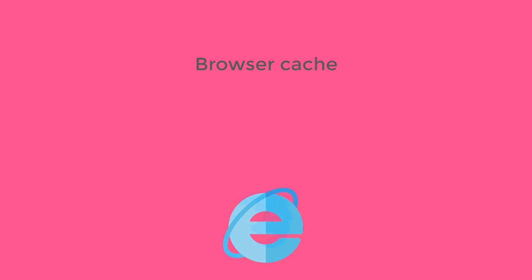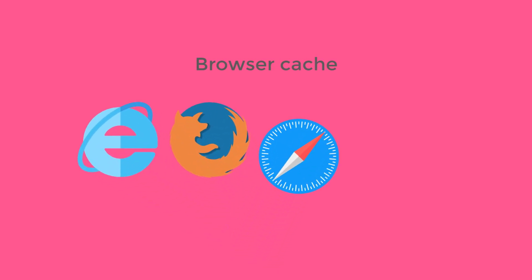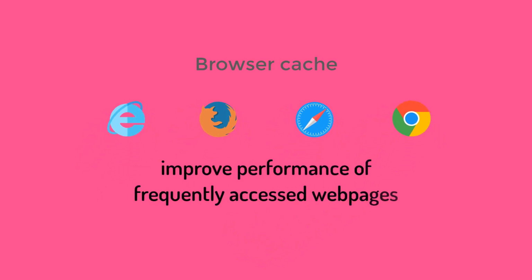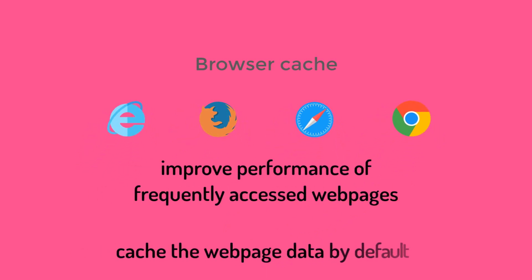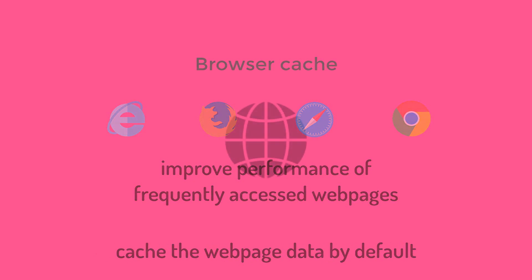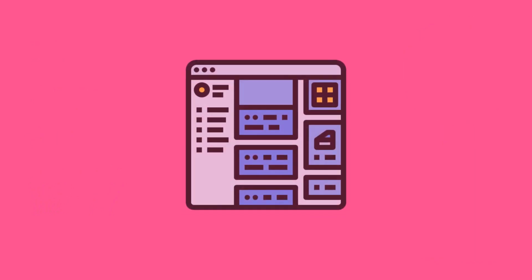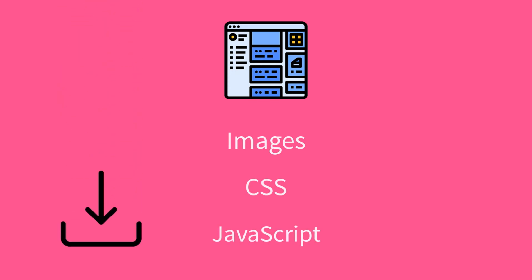First, we have the web cache, which is a software cache. Most web browsers such as Internet Explorer, Firefox, Safari, and Chrome use a browser cache to improve performance of frequently accessed web pages and cache the web page data by default. For example, when you visit a web page, the browser might cache the HTML, images, and any CSS or JavaScript files referenced by the page. When you browse through other pages on the site that use the same images, CSS, or JavaScript, your browser will not have to re-download the files.